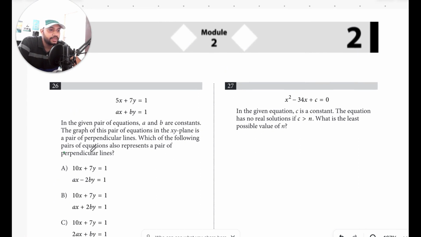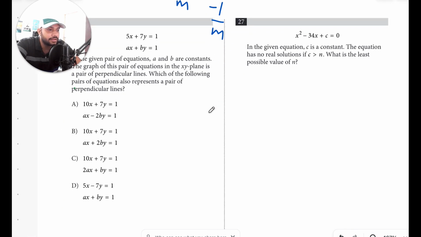Question number 26. In the given pair of equations, a and b are constants. The graph of this pair of equations in the xy plane is a pair of perpendicular lines. Which of the following pairs of equations also represent a pair of perpendicular lines? What do we understand by perpendicular lines? The product of slopes is -1, basically. So if one slope is m, the other slope would be -1 over m. Let's check in this one.